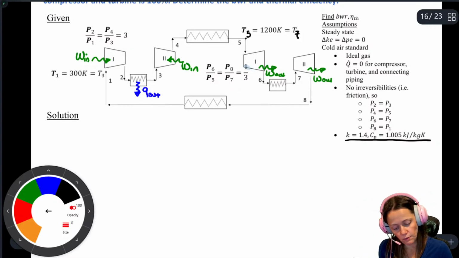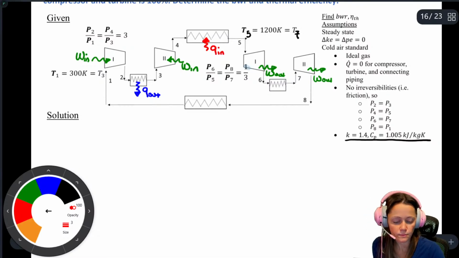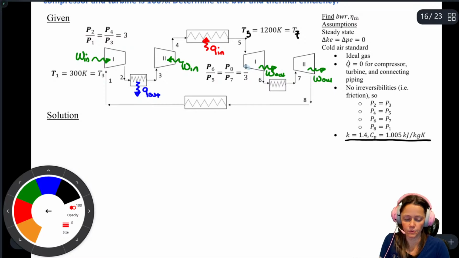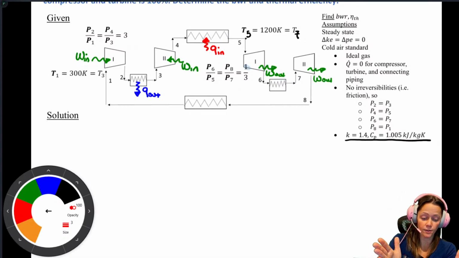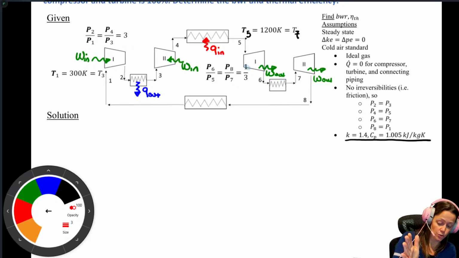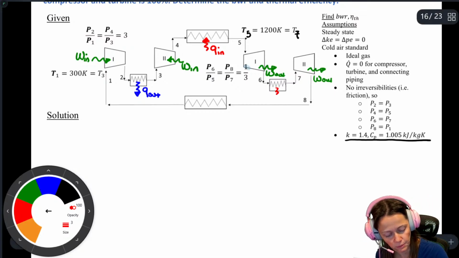And then from 4 to 5, this is your combustion process, so this is Q in. Then from 6 to 7, remember you're trying to work against what actually is happening in that expansion process. In the turbine, the pressure goes down, you're extracting work, the temperature goes down, but you want to work against that, and so you're going to add heat to keep that temperature up.